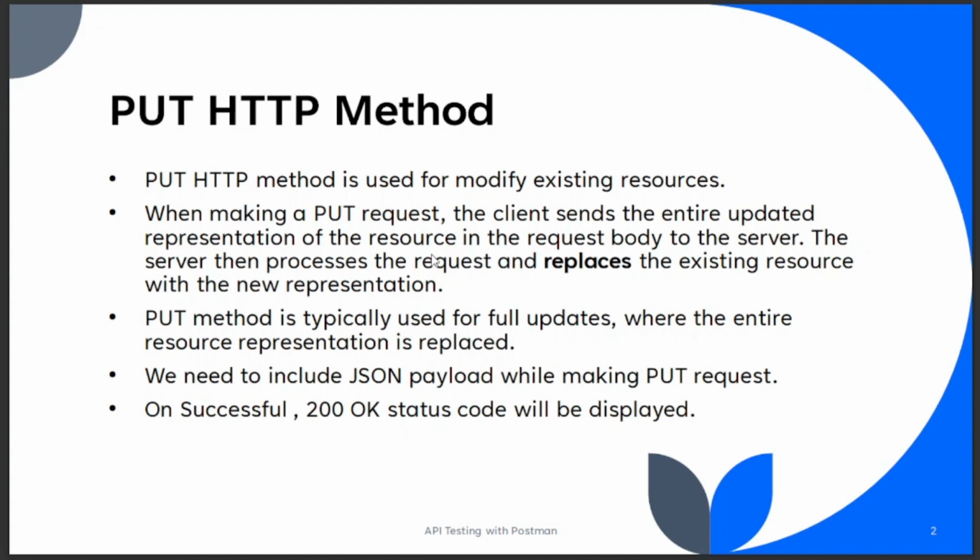This is about PUT. PUT is typically used for full updates. So we are not doing any partial update. We do a full update because we are sending complete data in the request body, and the entire resource representation will be replaced when we are using the PUT HTTP method. If everything is successful, we'll get a 200 OK status code. Request and response will be in JSON format.